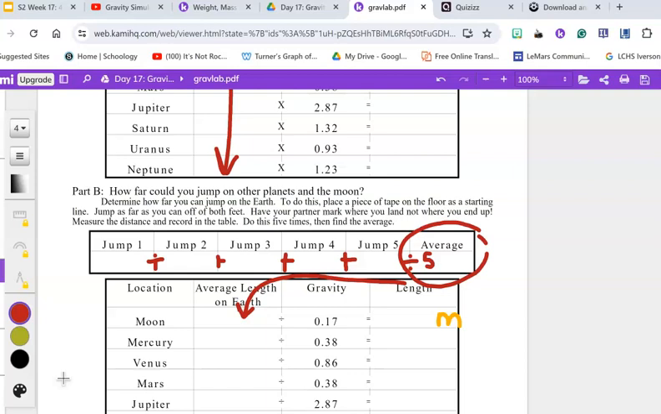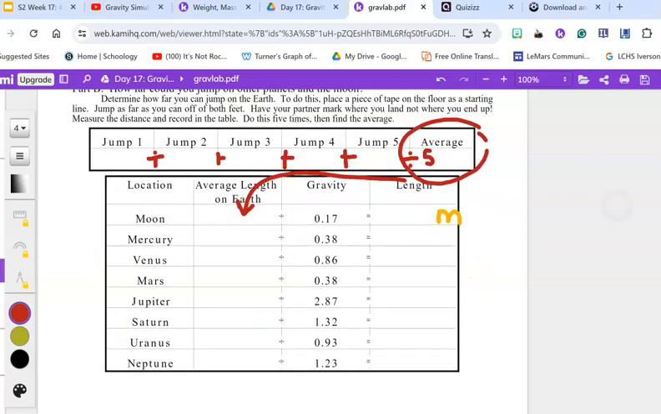So if you all head out there right now, you can jump on either side of the meter sticks. There are about 6 places that you can jump. You should get done in under 10 minutes. And then you'll come back here and calculate your averages and then calculate your length.